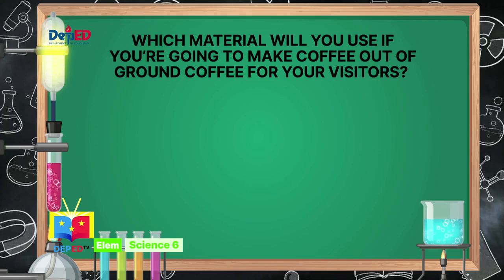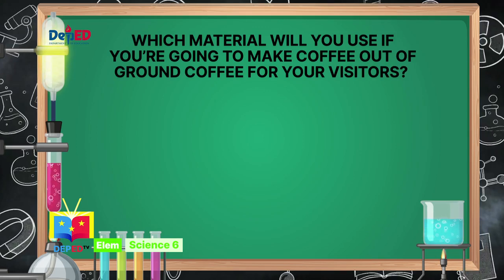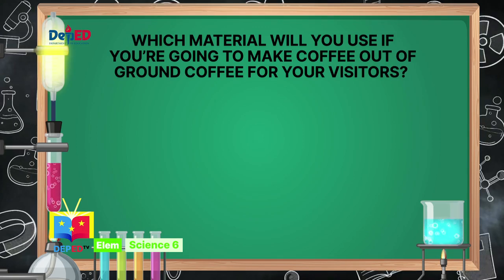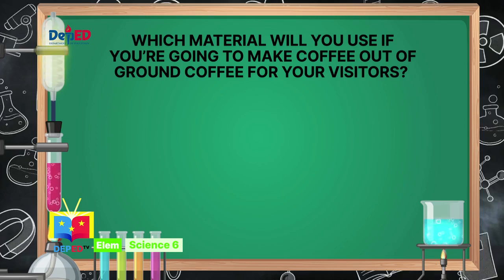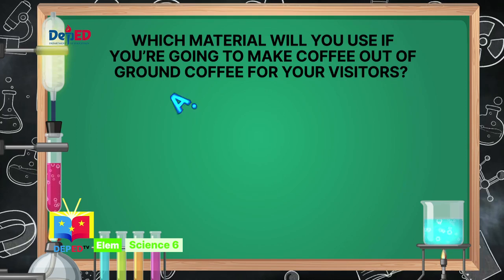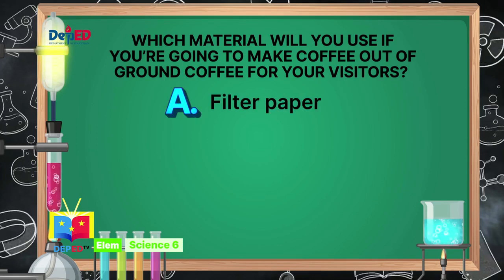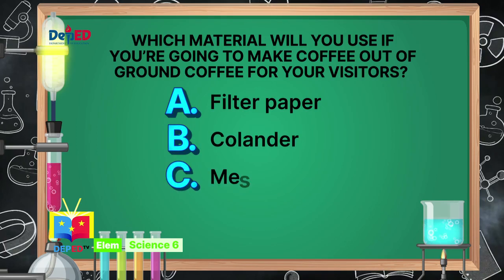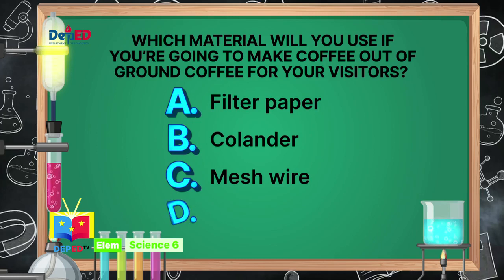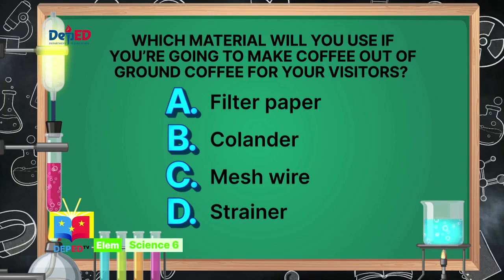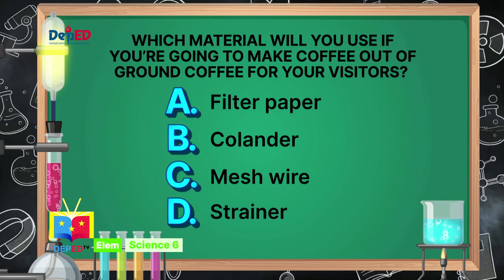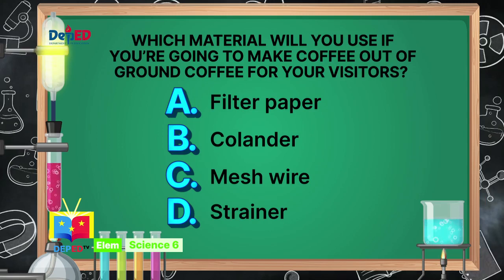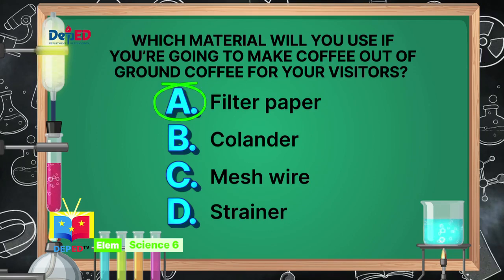Number 2. Which material will you use if you're going to make coffee out of ground coffee for your visitors? A. Filter paper. B. Colander. C. Mesh wire. Or D. Strainer. The correct answer is letter A. Filter paper.